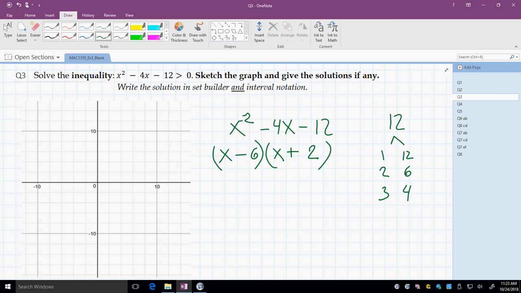If you always follow the steps that I use, when you have a leading coefficient of 1, you always want to go straight to this and you're going to find it quickly.